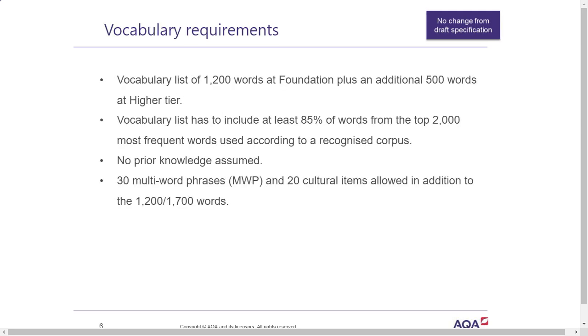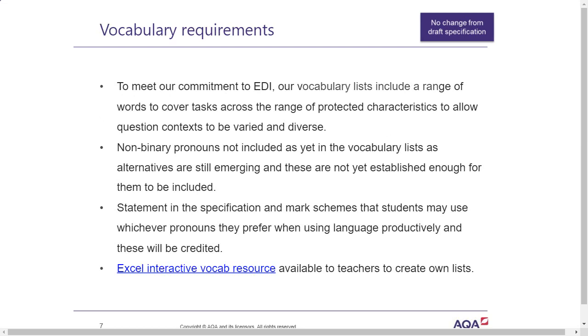The next two slides summarise the vocabulary requirements for reference. Multi-word phrases are things like il y a. Students can use whichever pronouns they prefer to meet our commitment to inclusivity, which has been a key part of the development of our new specification. The last bullet point mentions the interactive vocabulary list, which we know lots of teachers are using already. If you haven't seen that, please do have a look, because it really will save you a lot of time in terms of how you want to sort the vocabulary.